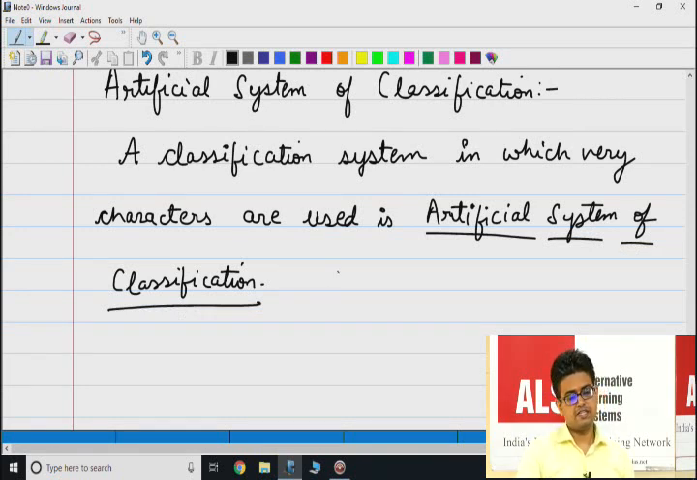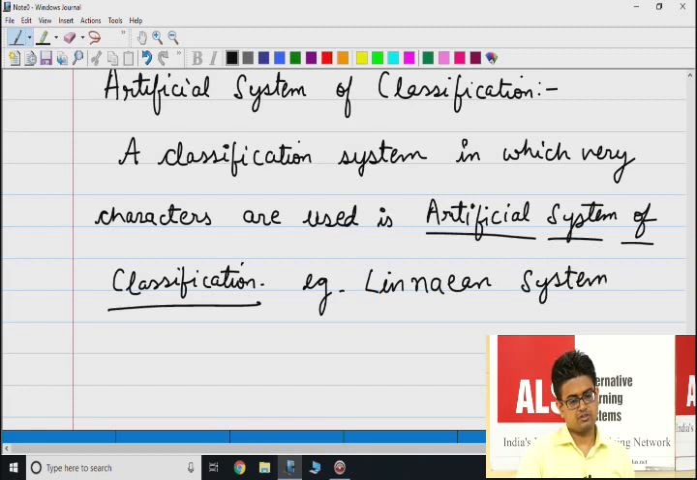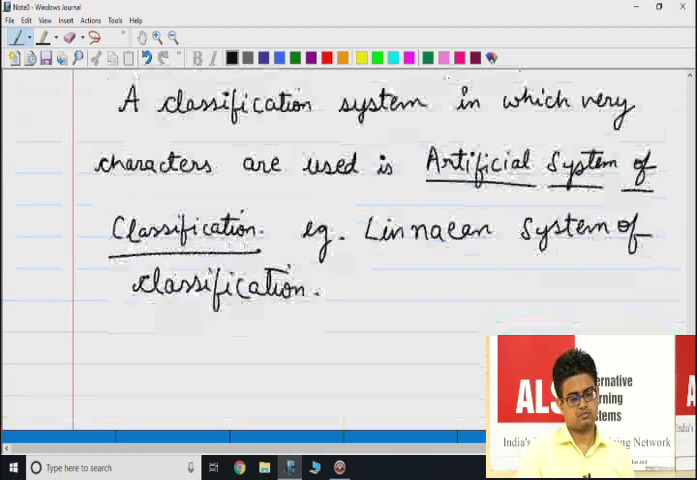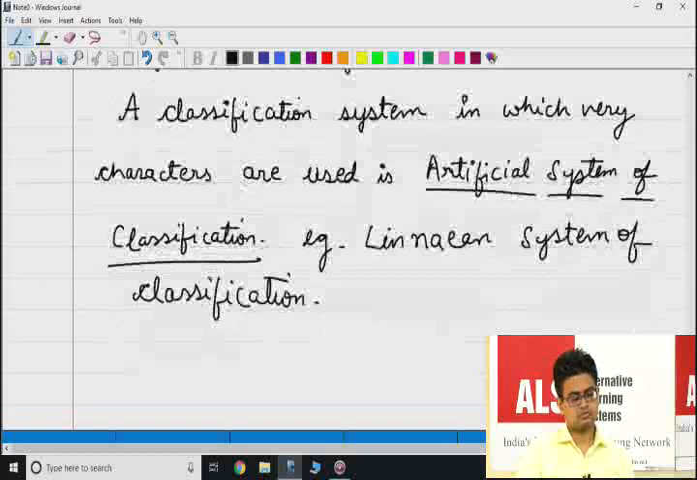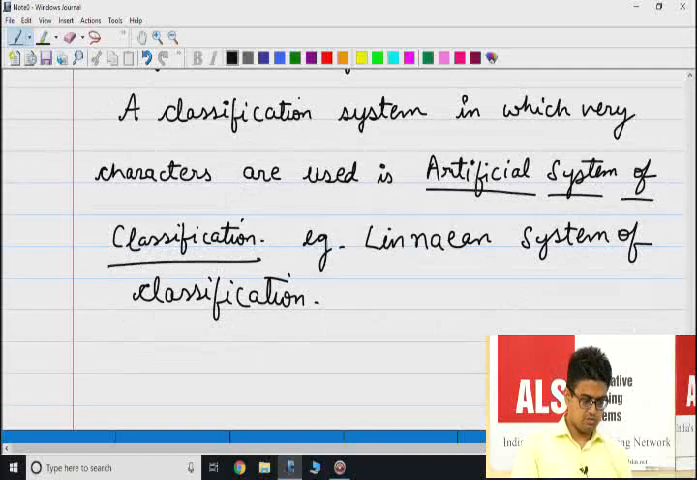Example, Linnaeus. Linnaeus's system of classification is called the Linnaean system of classification. The Linnaean system of classification is artificial.